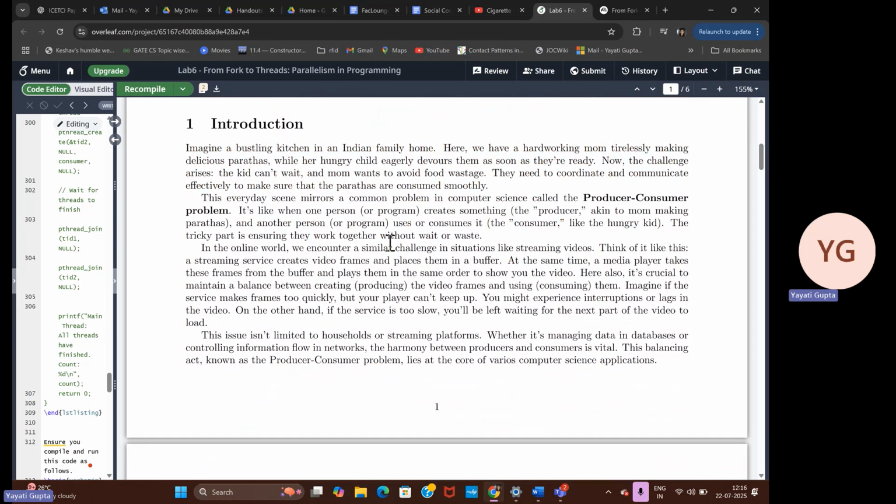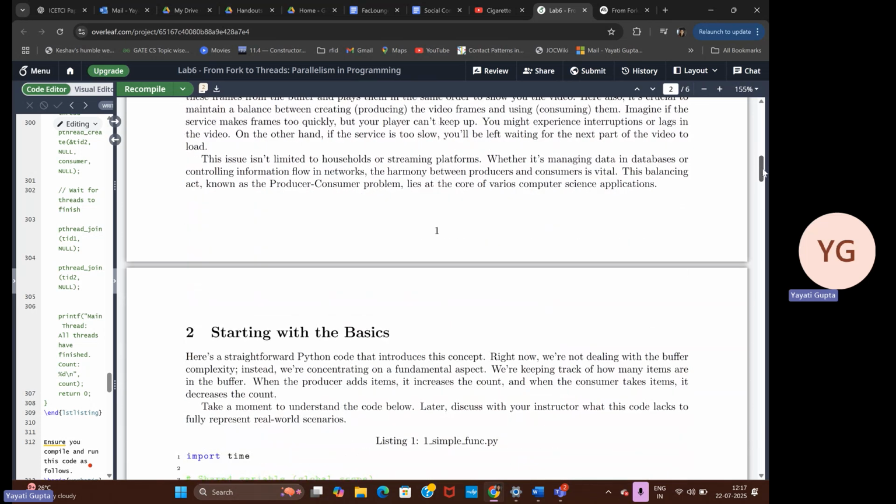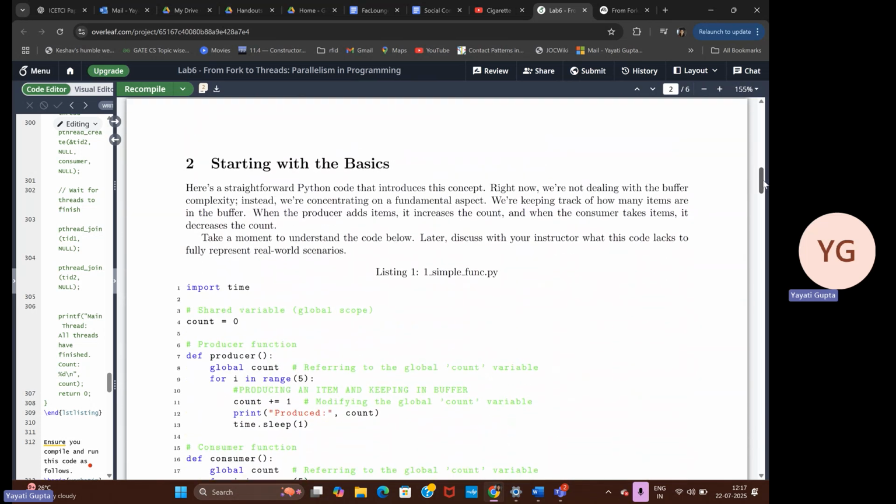Although the examples are good, for example, to introduce the producer consumer problem here, I used an analogy of an Indian kitchen where mom is cooking parathas and the child is consuming them. So it becomes a producer consumer problem where they need to balance their speeds. Neither the mom nor the child should be too slow or too fast, otherwise, another will enter a problem. This was the idea, and then the lab started.